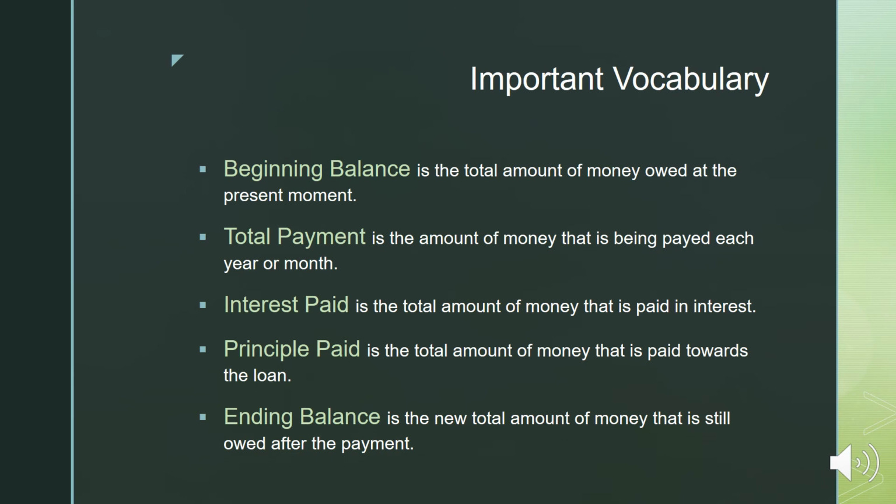Some important vocabulary that we need to pay attention to before we get started is, first, beginning balance refers to the total amount of money owed at the present moment. Total payment is the amount of money that is being paid each year or month. The interest paid is the total amount of money that is paid in interest. The principal paid is the total amount of money that is paid towards the loan. And lastly, the ending balance is the new total amount of money that is still owed after the payment.